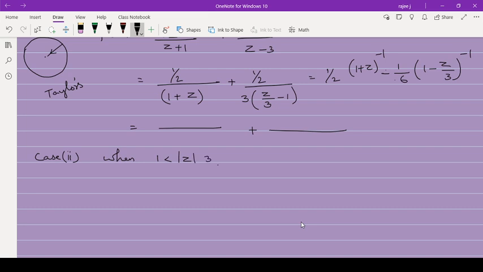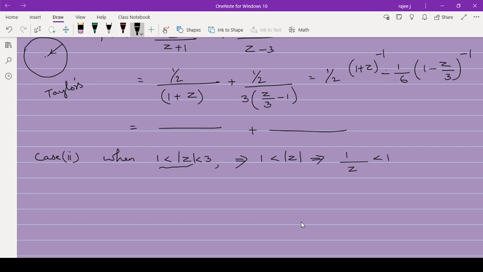And now case 2, this is when 1 is less than mod z less than 3. In this case, 1 by z, directly we can write from here itself, it means 1 by z is less than 1. From 1 less than mod z less than 3, if I write one more step here, the half part of this is 1 less than mod z. 1 less than mod z means 1 by z is less than 1.